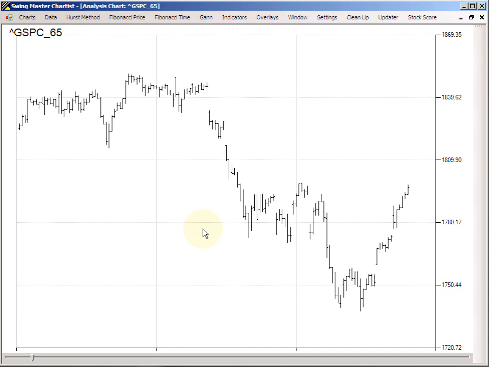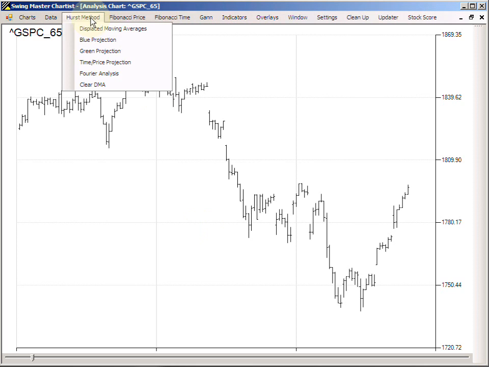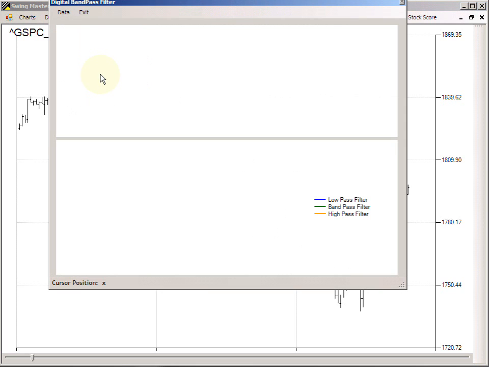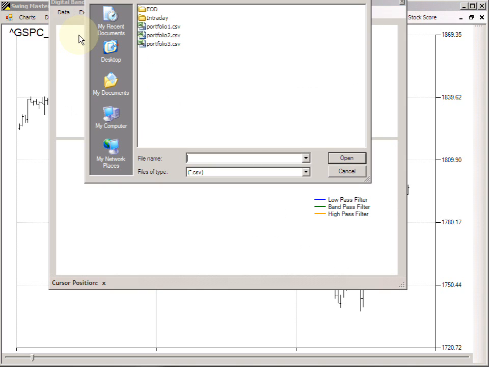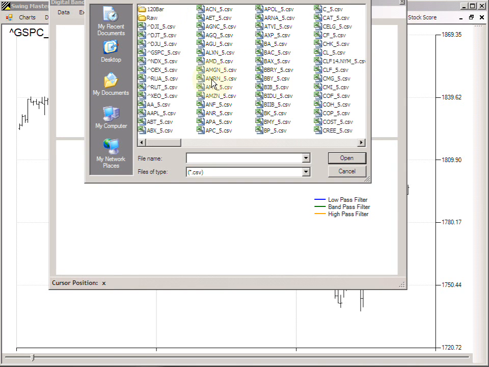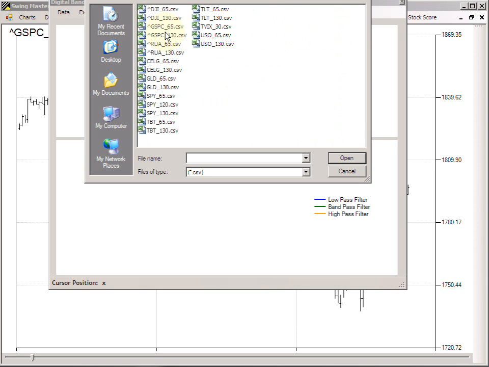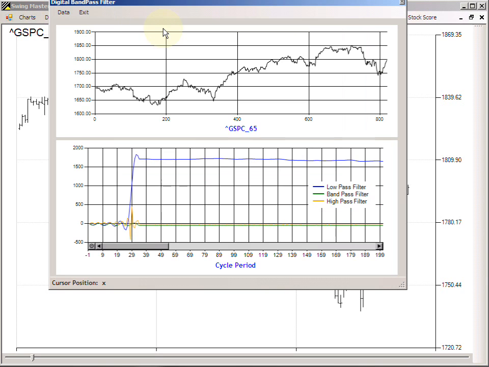If you don't know what cycle period to use for the 65-minute bars, we'll just go to the Hurst method and click the Fourier analysis button. We're going to use 65-minute bars, so we'll go to the Yahoo Intraday 120 bar directory and click the S&P 500, and here we are. You can read the cycles at the bottom, cursor position. There's an initial cycle that hits the shoulder at about 32, but that's too short.